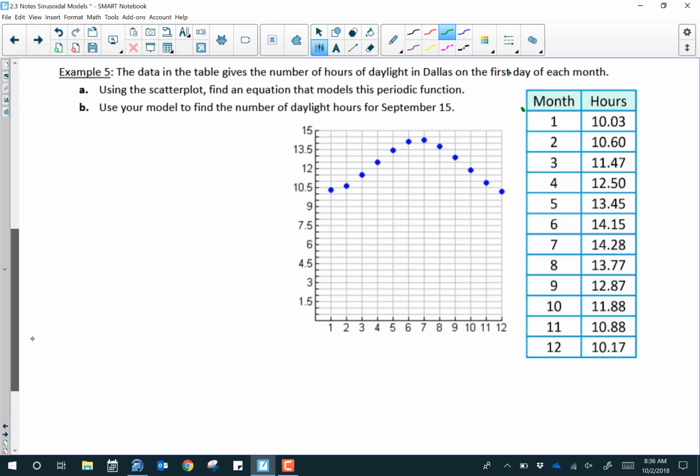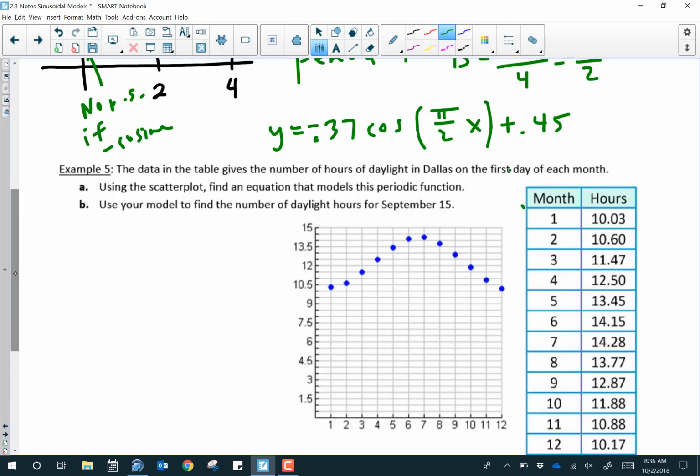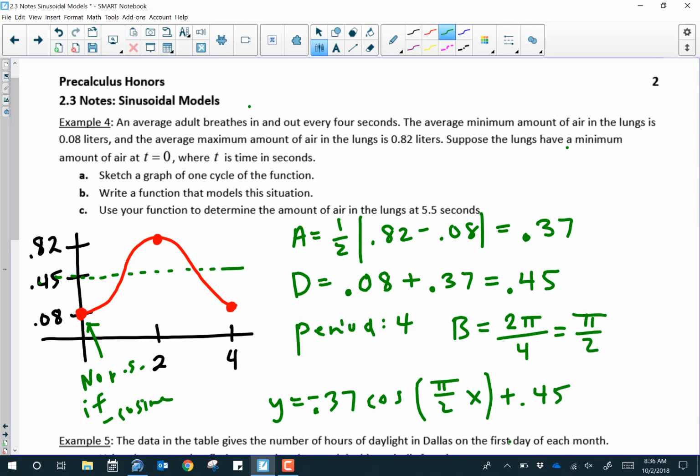We're not going to do C on example 4. Oh, yeah, I totally forgot C. Thank you. Let's go back and do C. I appreciate it. That is an important one to do.